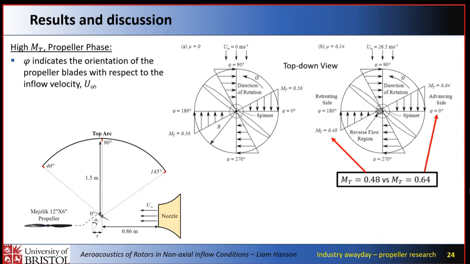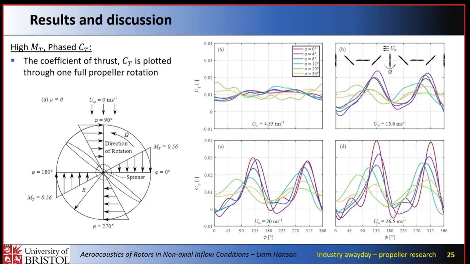But if you move into edgewise flight cases, we know from helicopter type theory that you have an advancing and a retreating side and discrepancies in the tip Mach number that you're going to see. So particularly at 0 degrees or 180 degrees when it's perpendicular to the flow, you can have changes of up to 0.64 tip Mach number on one side, 0.48 on the other. And as you can imagine, that leads to a lot of noise, vibrations, the works.